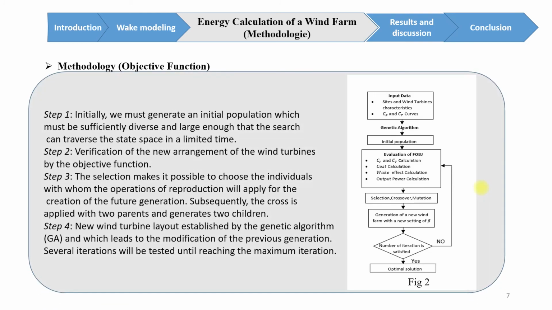Methodology, objective function. We start with the input data and the genetic algorithm, initial population, evaluation of the objective function, selection, crossover, mutation, generation of a new wind farm with a new setting of beta. Is the number of iterations satisfied? If yes, optimal solution; or no, and we start the evaluation of the objective function again.